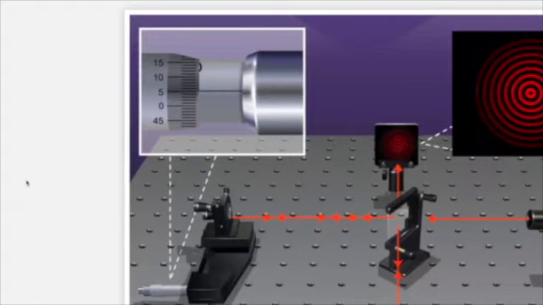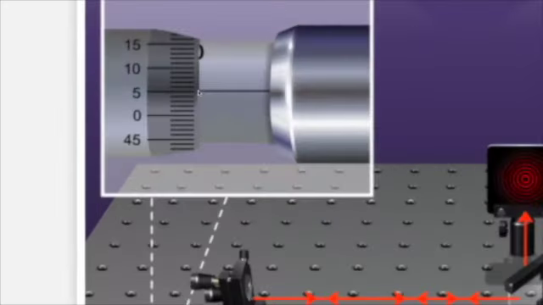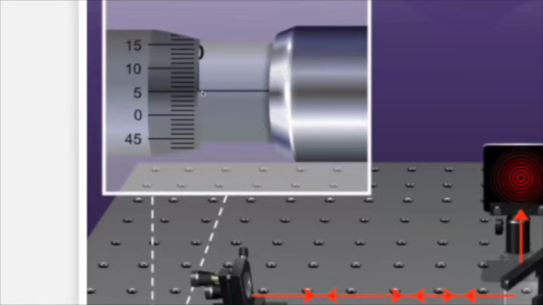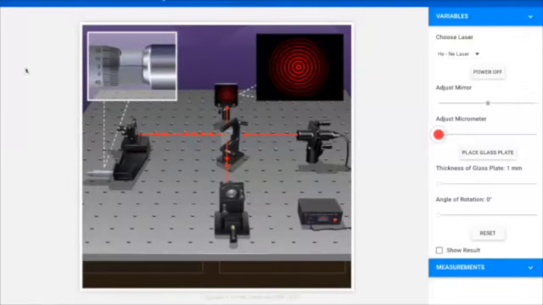How many fringe appearances did we count? 20, right? What is my main scale reading here? 0. And my circular scale has only crossed 5. It has not crossed 6. It has just crossed 5. So what is my total reading going to be? Main scale reading is 0 plus 5, so our reading would be 0.05 mm. This, what we have got now, is the distance by which we have moved the mirror.